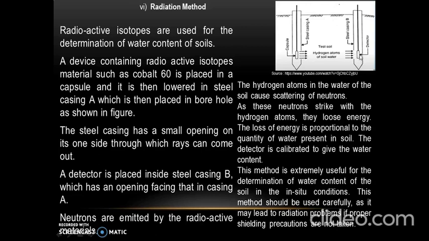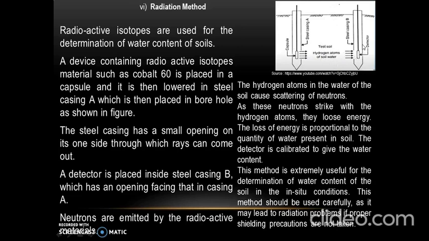There is a detector which would be placed by the side of it, and this detector will be kept in the steel casing B, which also has an opening at the bottom. Neutrons are emitted by the radioactive materials, and the hydrogen atoms in the water of the soil cause scattering of the neutrons. As these neutrons strike the hydrogen atoms, they lose their energy, and this loss of energy is proportional to the quantity of water present in the soil sample.